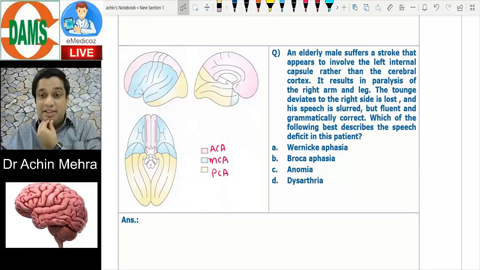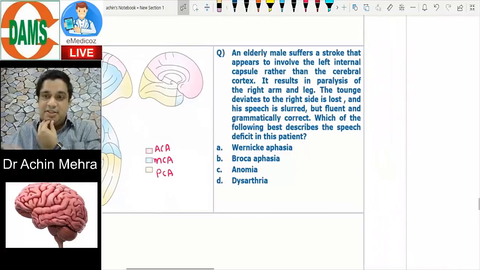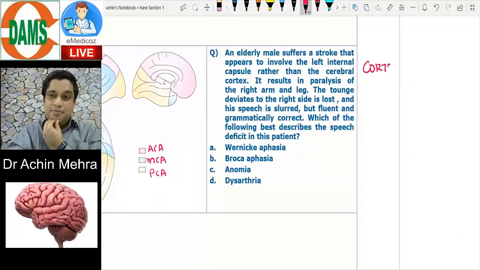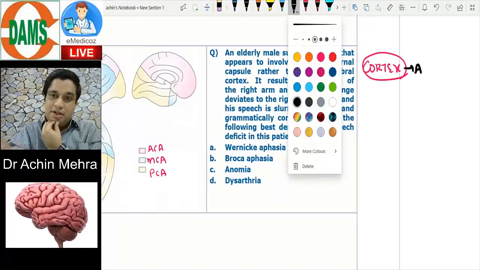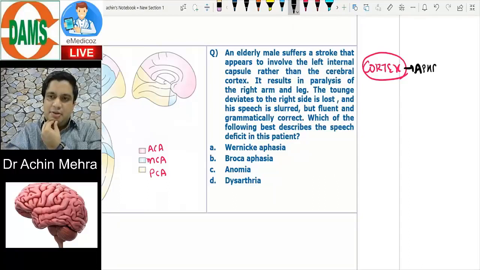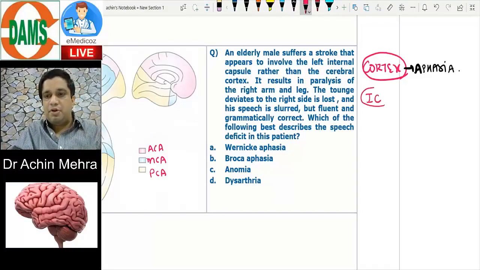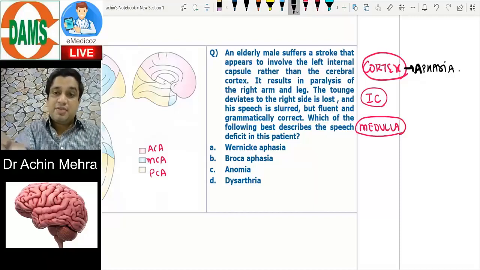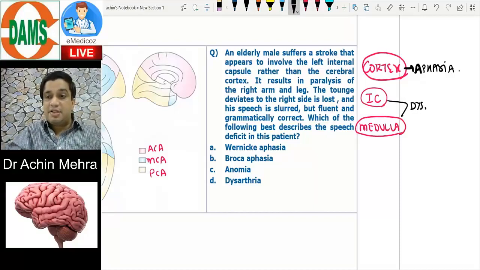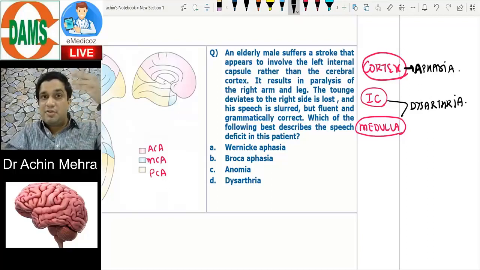See, first of all, the lesion is not in the cortex. Remember this. Whenever there is a lesion in the cortex, in the patient we get what? Aphasia, which can be Wernicke's, which can be Broca's, conduction, anomic, anything. But if at all there is a lesion below the cortex, like for example in this case the lesion is sitting somewhere in the internal capsule or even the bulb of the brain, medulla, then in that case we have got difficulty in articulation of speech, seen as dysarthria.